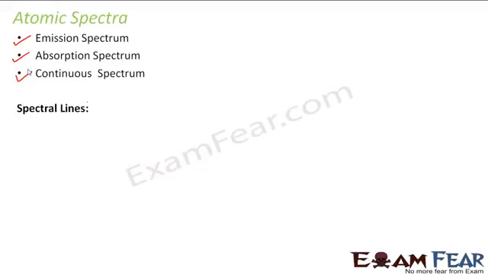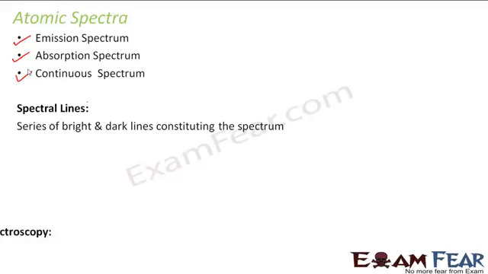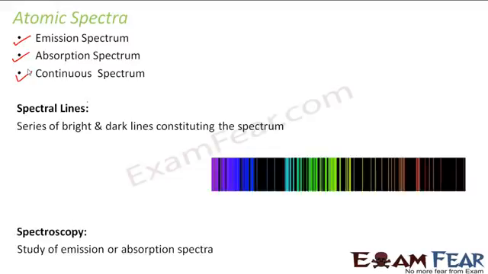Now what are spectral lines? In this slide, I am just making you familiar with the terms. What is atomic spectra? What are spectral lines? Spectral lines are nothing but the series of bright and dark lines which constitute the spectrum. So the lines of the spectrum are known as the spectral lines. The spectral lines look somewhat like this. This entire figure which you see here is a spectrum, and these lines which you see, the blue, the green, the red and the yellow lines, are known as the spectral lines.